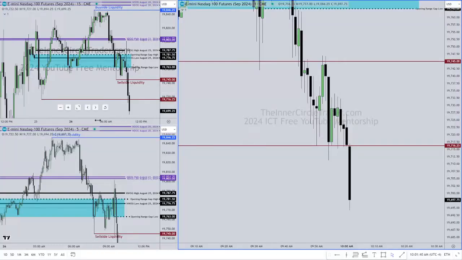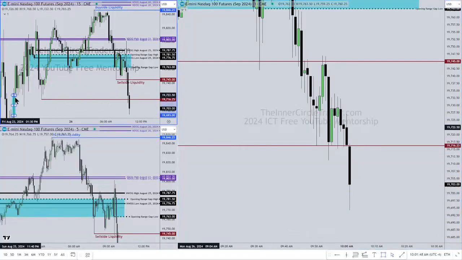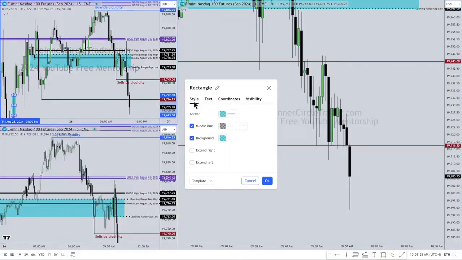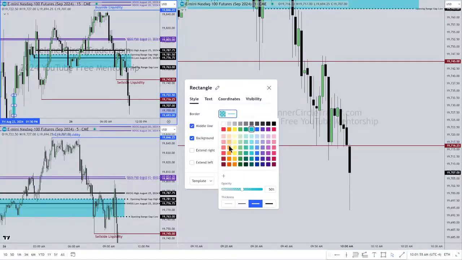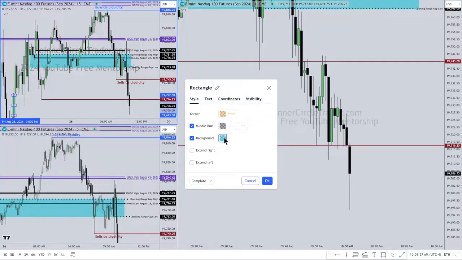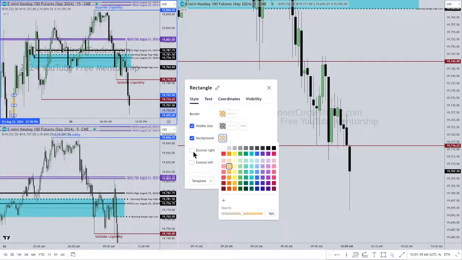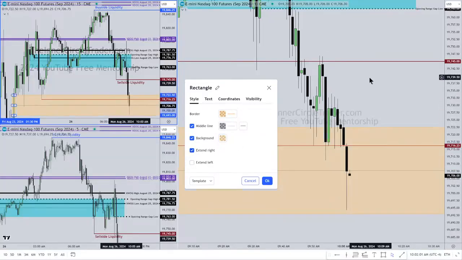Alrighty, let's go. And we have the complete closure of this buy side imbalance, sell side inefficiency. So I want to annotate that so you can see where we're at in relationship to the 1 minute chart. And we'll do this. We'll do a weird little color like that, and we'll extend it to the right. You can see how we are behaving like that.